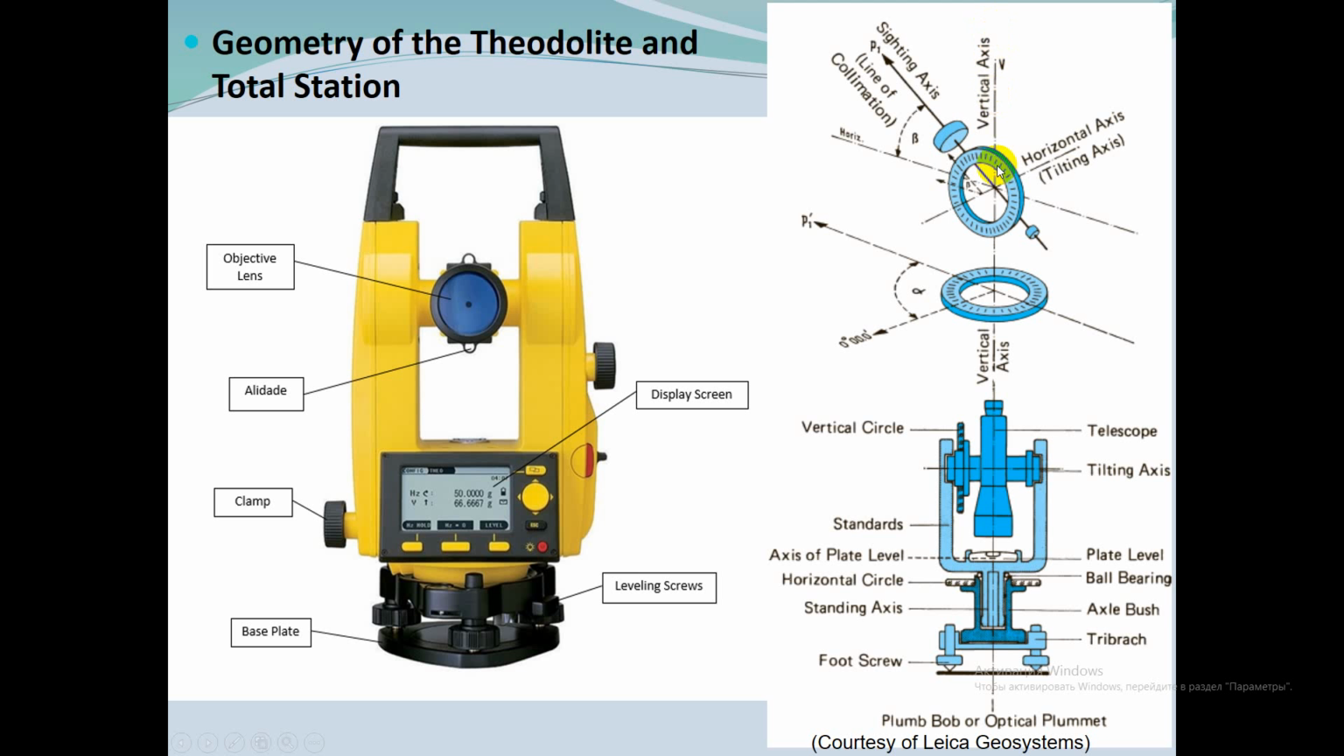So here you can see the vertical axis of the theodolite goes up through the center of the spindles and is oriented over a specific point on the Earth's surface. The circle, assembly and alidade revolve about this axis.